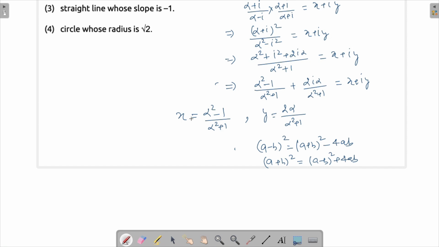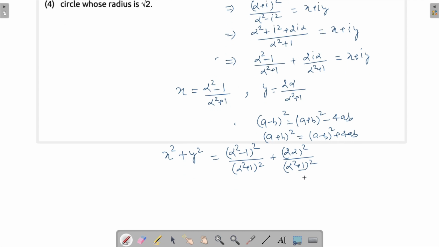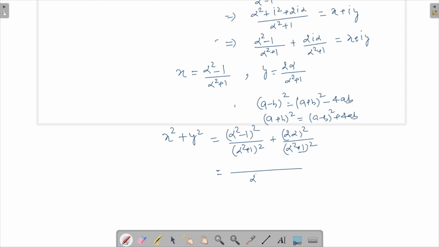So if you look at here, if I just square these two terms and sum it up, x square plus y square, what do I get? I get (alpha square minus 1) whole squared upon (alpha square plus 1) whole squared, plus (2 alpha) whole squared upon (alpha square plus 1) whole squared. And this is going to be my common denominator, (alpha square plus 1) whole squared. And then my numerator would be (alpha square minus 1) whole squared plus 4 alpha square. So from the above identity, you could also see this is going to be equal to (alpha square plus 1) whole squared upon (alpha square plus 1) whole squared. And that is actually equal to 1.